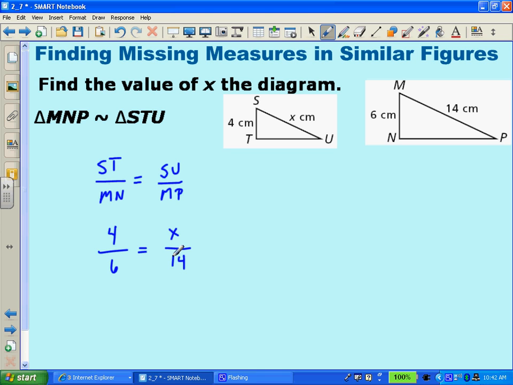Now from here it gets pretty easy because I'm going to use the same skills that we learned in 2-6. I'm going to cross multiply. So I have 6x equals, and 4 times 14 is 56, I believe. Yes, 56. So then I have to divide by 6.